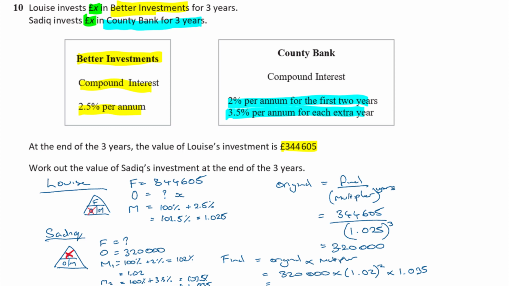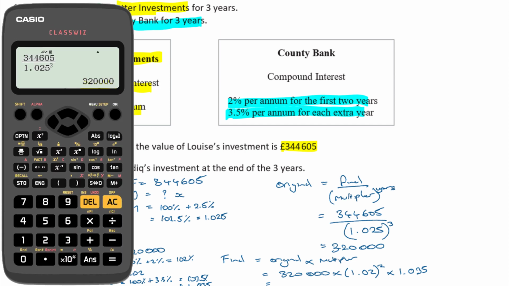Now, if you don't follow that, you could just as easily have done a third stage of this: you do the 2 first, and then you do the extra one on the end of it. But essentially, you are doing more work, and I'm a bit lazy, and I like to do a little work. Okay, so 320,000 times 1.02 squared times 1.035.